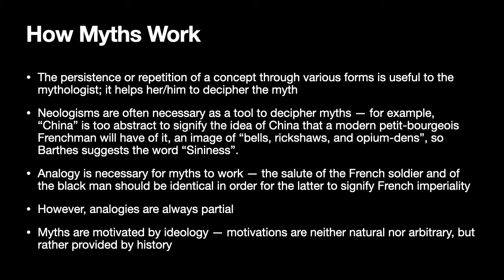Therefore, in order to refer to a particular myth of China that is constructed by Europeans, a myth of China that consists of bells, rickshaws, and opium dens, which is probably the kind of image that you see in any Chinatown in a Western country, in order to represent that myth, Barthes says we have to come up with a new word, a neologism, and he suggests the word sceniness. Sina or Sini, basically something referring to China. Sceniness is the word that he suggests. Nobody is using that word, but what Barthes is trying to say is that when we see a new myth, a very specific myth, a contemporary myth, we will need our own terminology to distinguish it and to analyze it.